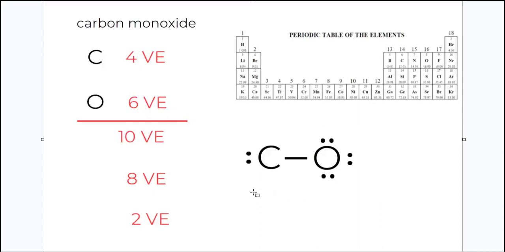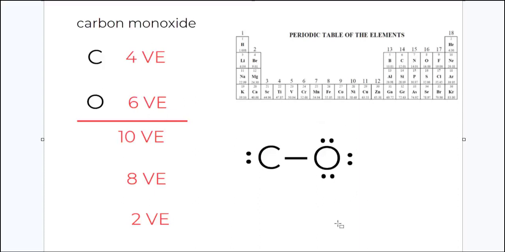Then we check, as our next step, our central atom to see if it has an octet. In this case, 2, 4, no, it doesn't have an octet. But we don't have any electrons left over to give it. We've used all 10 electrons up. If you count, there's the 10.